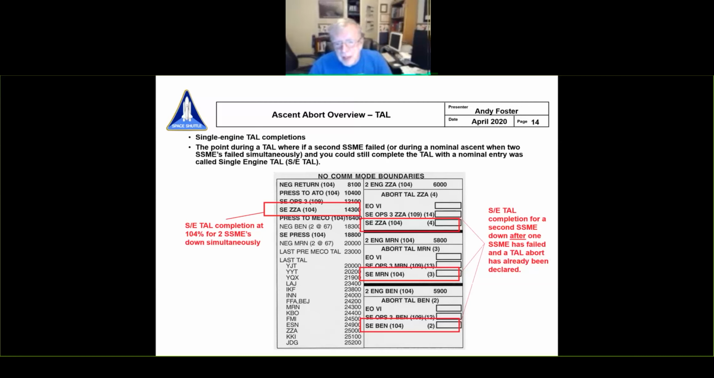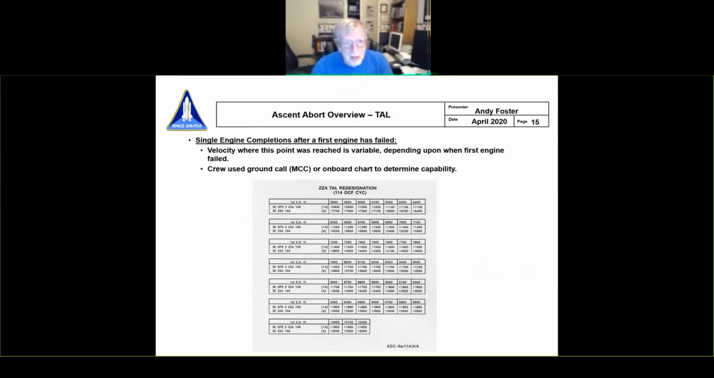Over here on the right side, these single engine completion numbers are for single engine completions after I start off on a TAL when I've already lost an engine. In other words, and I'll show you how the crew figures that out, the ground would call those little blocks over on the right, numbers that you write in the checklist. But in case you went no comm, we had a card in the checklist called a redes card.